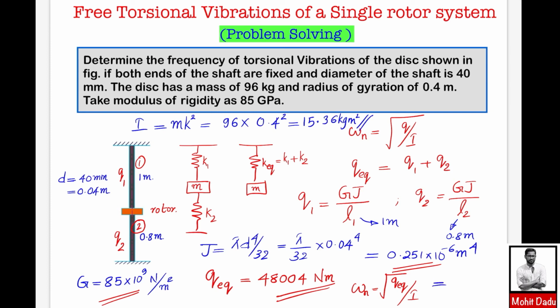After solving, you will get in radian per second 55.92 radians per second. Actually, the unit of torsional stiffness is Newton meter per radian. Anyway, the final answer for omega n is 55.92 radians per second.